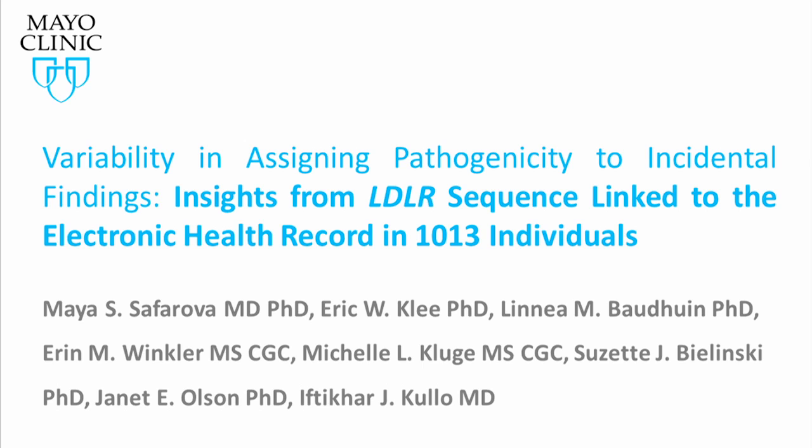We are delighted to summarize for you the main findings of our manuscript entitled Variability in Assigning Pathogenicity to Incidental Findings, Insights from LDLR Sequence linked to the electronic health record in 1,013 individuals, on behalf of our co-authors. Pathogenic variants in one of three genes, that is LDLR, ApoB, and PCSK9, account for the majority of familial hypercholesterolemia cases. The American College of Medical Genetics recommends returning pathogenic variants in these three genes to individuals who have undergone whole exome or targeted sequencing.